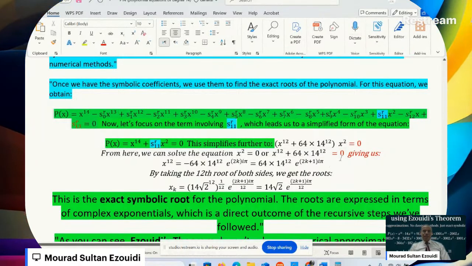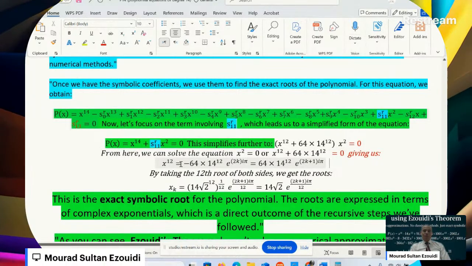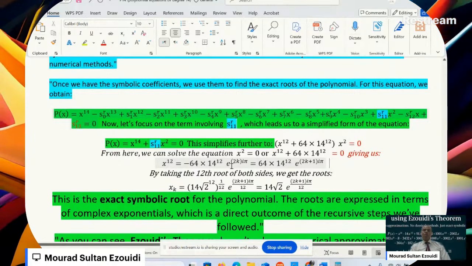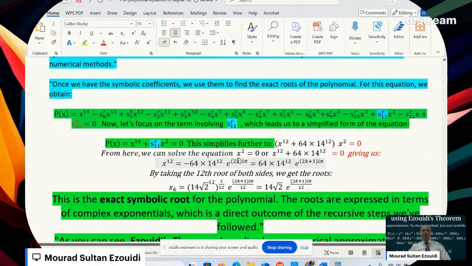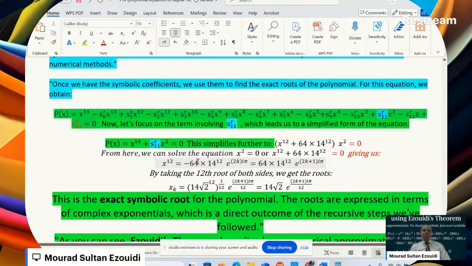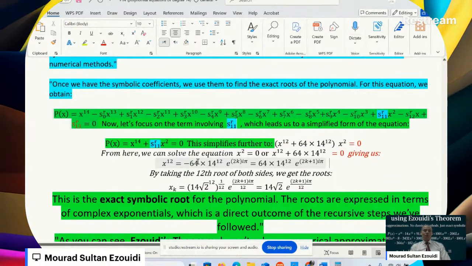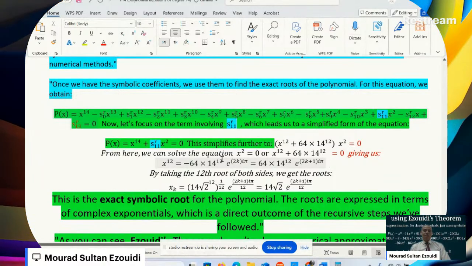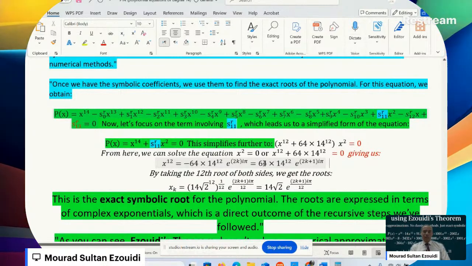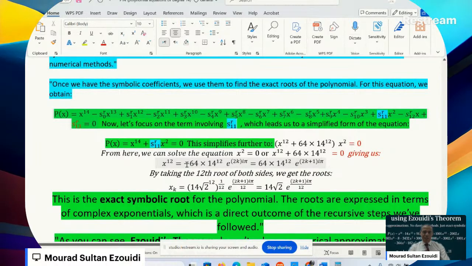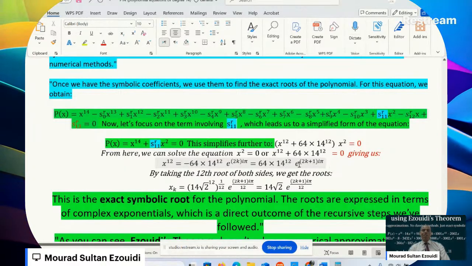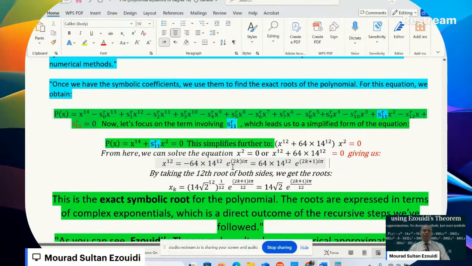This gives us x raised to the power 12 equal to negative 64 times 14 raised to the power 12 times exponential 2k pi i. And 64 we can write as the 12th root of 2 raised to the power 6, raised to the power 12, to obtain the same index, different base. First of all, this minus 1, I will write as exponential of (2k plus 1) i pi.